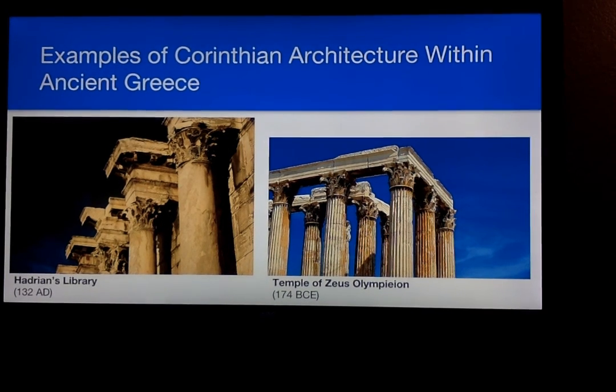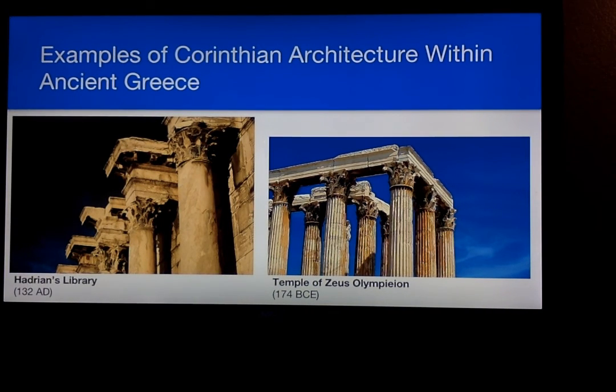Here's a few examples of Corinthian architecture within ancient Greece. On the left, you have Hadrian's Library, and on the right, you have the Temple of Olympian Zeus.